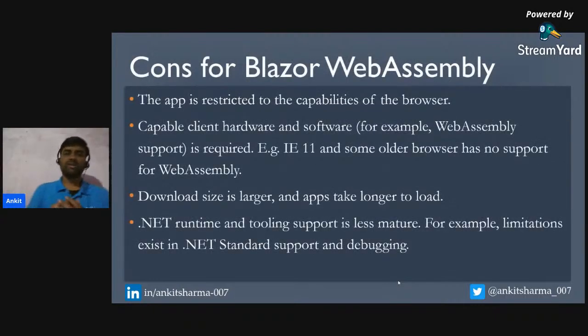However, there are some disadvantages of Blazor WebAssembly also. One of them is that it is restricted to the capabilities of the browser. Since our application gets downloaded on the client side and we are running our application entirely in the browser, there is a restriction as per the capabilities of the browser. If we do not have the capable software or hardware on the client side, then we cannot run WebAssembly. For example, we cannot run a Blazor WebAssembly app in IE11 because WebAssembly support is not available for that browser.